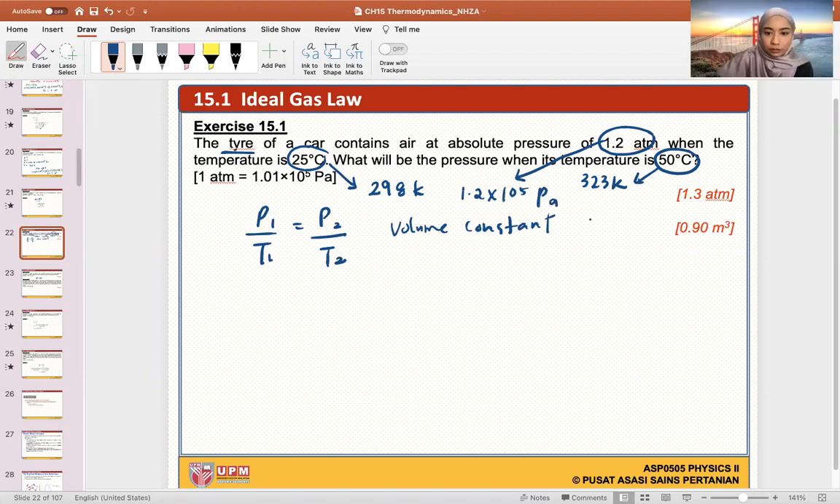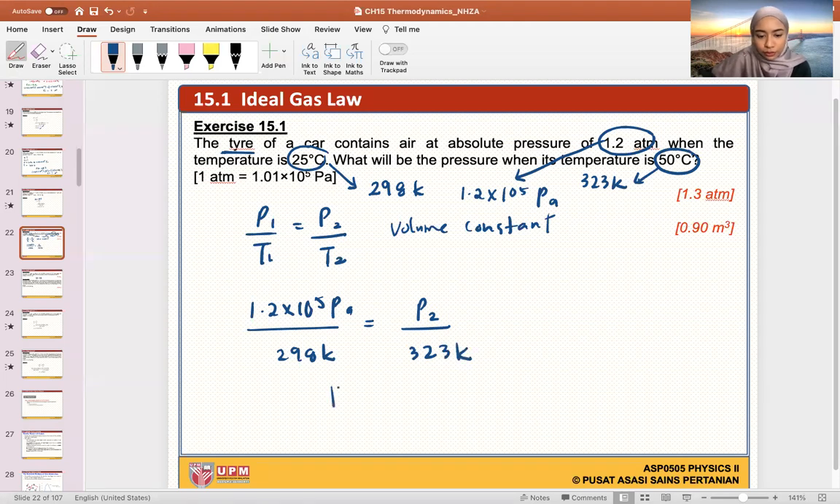Okay, so using these values, Nurhan will substitute 1.2 times 10 to the 5 Pascal over temperature 1, 298 K, equals P2, which we don't know and want to find, over temperature 323 K. So P2 will be in Pascal. So let's see the solution. Thank you, Nurhan.